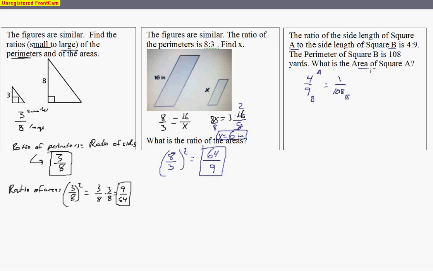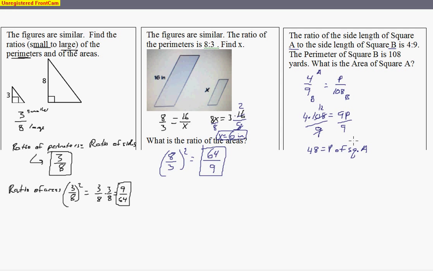This is a square, so if I find the perimeter, I don't know what the perimeter is, and actually maybe instead of x, I'm going to use P for perimeter. So let me write a P in there, and I'll cross multiply. So 4 times 108 equals 9P. So I'm going to divide by 9. Now I see 9 doesn't go into 4, but it goes into 108 12 times. So I can multiply across, and that gives me 48 equals the perimeter of square A.